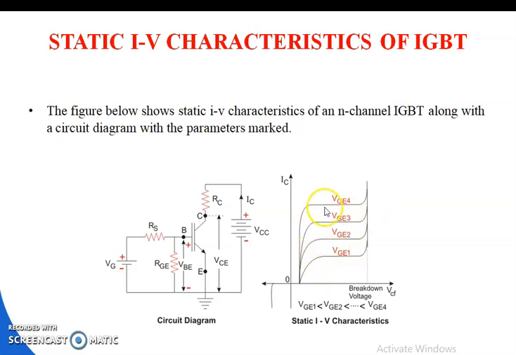In all the cases we can see that the width remains the same, and the line is parallel to the collector current IC axis. So depending upon the variation of the gate-to-emitter voltage, we get different points and different magnitudes of the collector current.